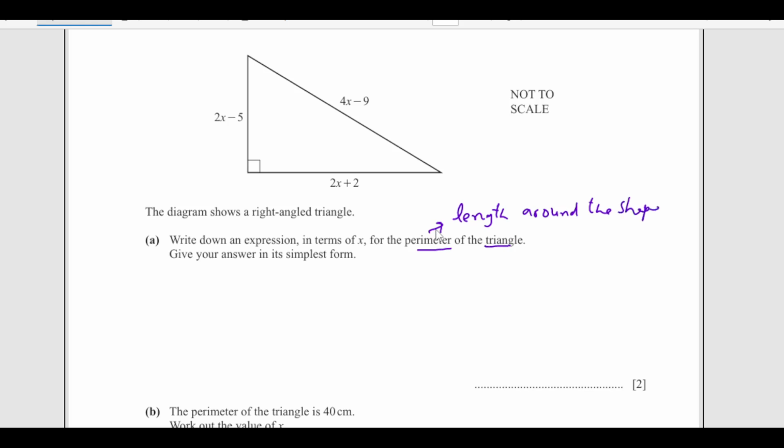So, meaning we are going to add all the lengths. So, I am adding here all the lengths, that will give us perimeter. 2x minus 5, 2x plus 2, 4x minus 9, right. Combining like terms, 2x plus 2x, 4x, 4 plus 4, it is 8x, right. Then 5 minus this 9, 14 plus 2, it is 8x minus 12.